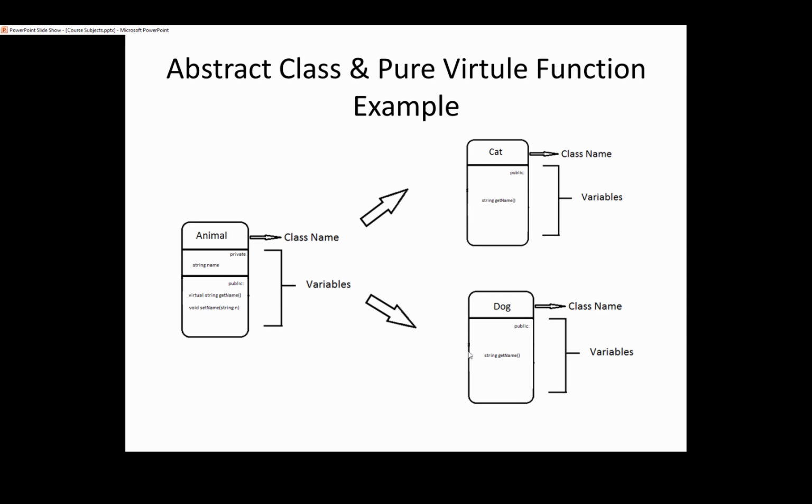I have already prepared a diagram for this one. In this example, we are going to have an animal class. This is going to be our base class, and the name is going to be animal. In this animal class, we are going to have one protected member, which is going to be the name of our object. After that, we are going to have two member functions, and they are going to be our getter and setter functions. The getter function is going to be our virtual function, and we are going to make it a pure virtual function.